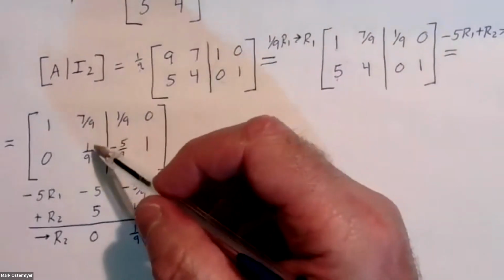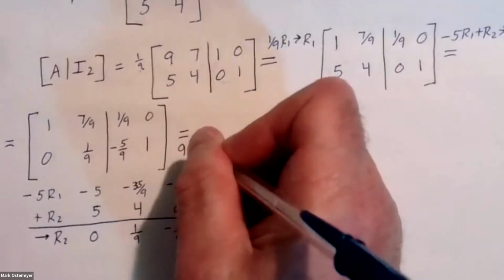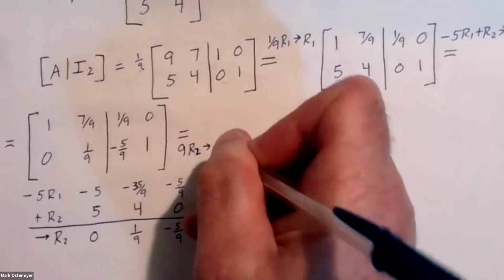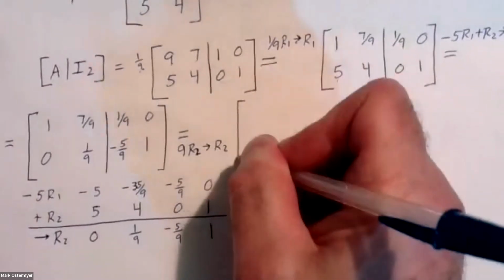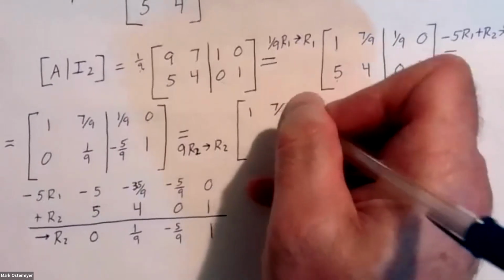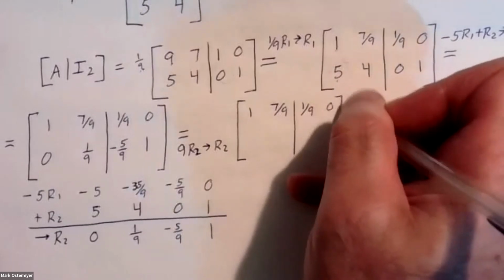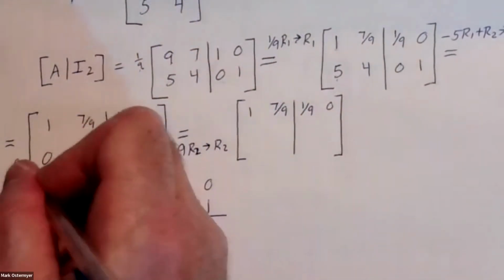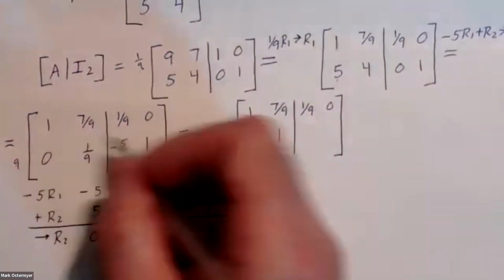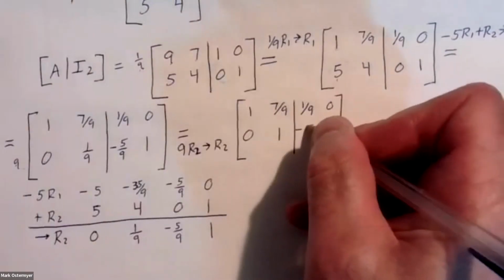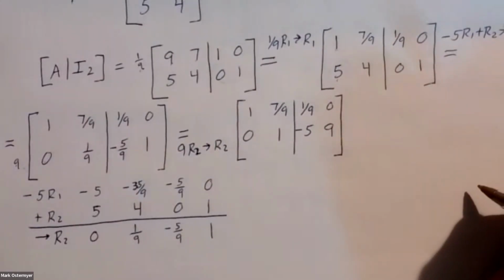Now I need to make the 2,2 entry become a 1. To do that, I'm going to multiply row 2 by 9 to form a new row 2. Row 2 gets multiplied by 9 to form a new row 2. What's 9 times 0? 0. What's 9 times 1/9? 1. 9 times -5/9, -5. 9 times 1, 9. There's our new updated matrix.